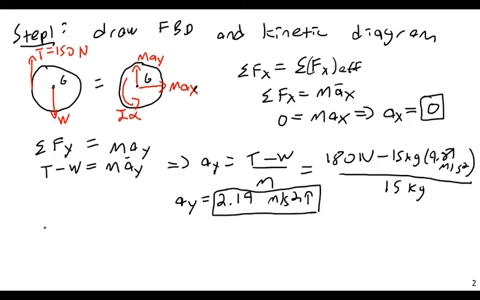And then if I do a sum of moments about point G, a sum of moments about point G will be equal to I alpha. And then the torques on here, well, let's see, there is going to be only one torque on here. Here's a question. I have two forces. This one will generate a torque. What about weight? Does it generate a torque?